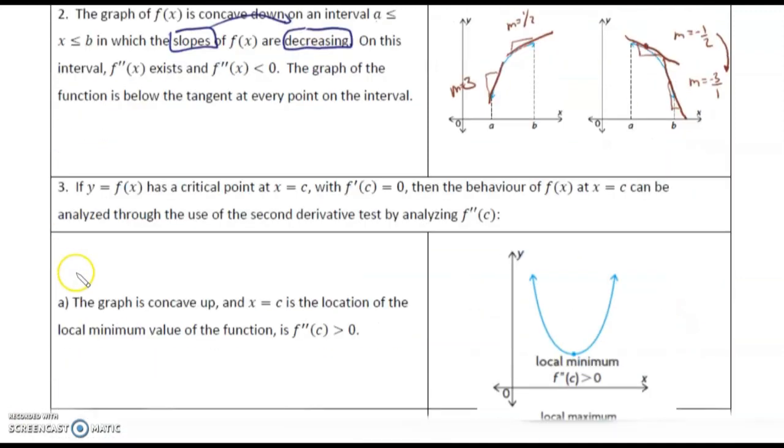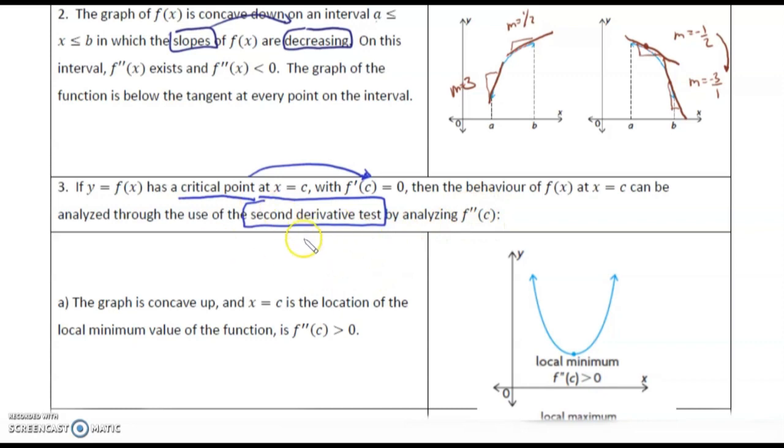So number 3, if y equals f of x has a critical point at x equals c, then the first derivative at c equals 0. We know that about critical points. We already talked about that. Then the behavior of f at x equals c can be analyzed through the use of the second derivative test. So you want to highlight this second derivative test, and we can do that by analyzing the second derivative.